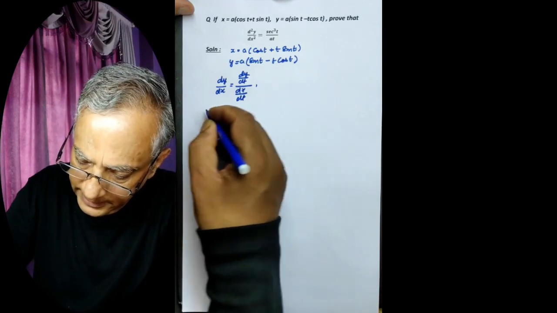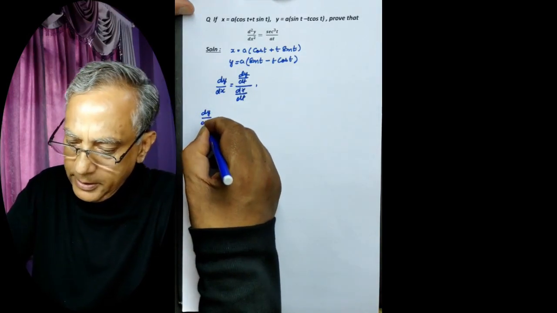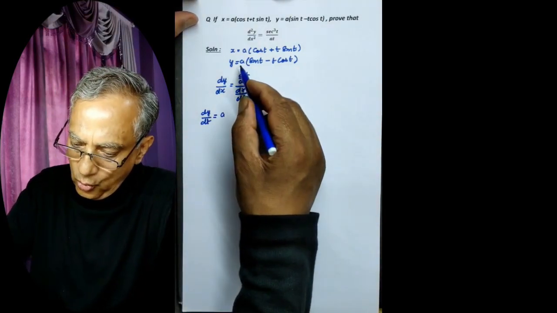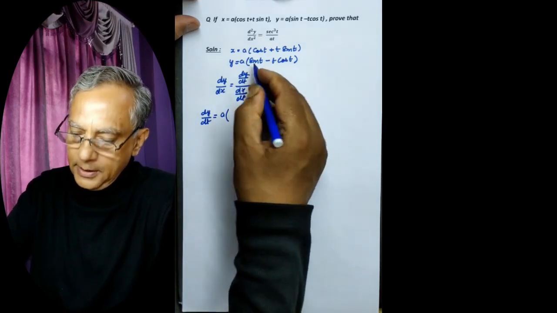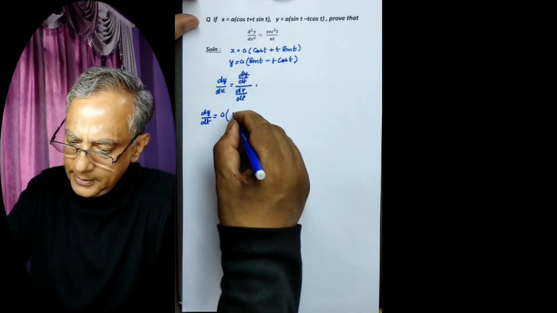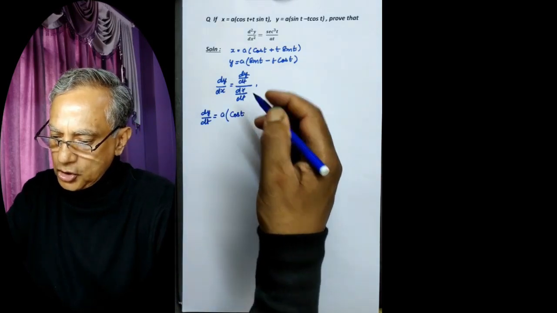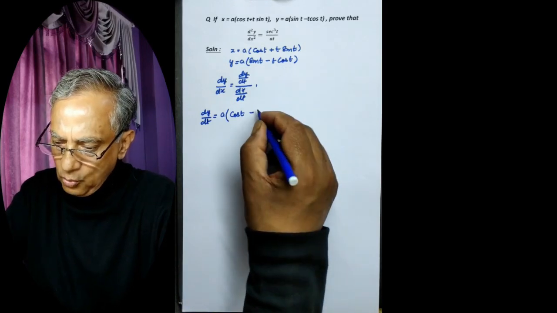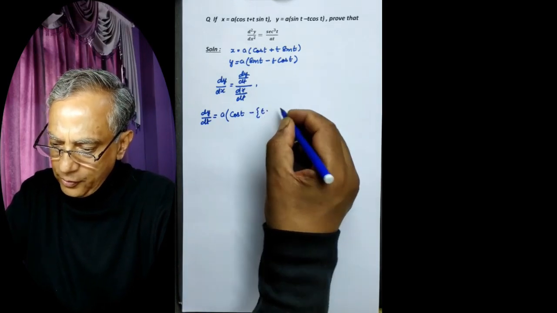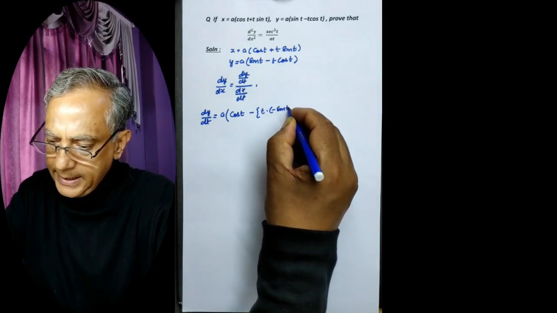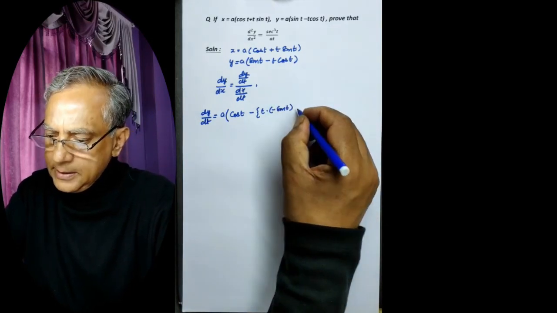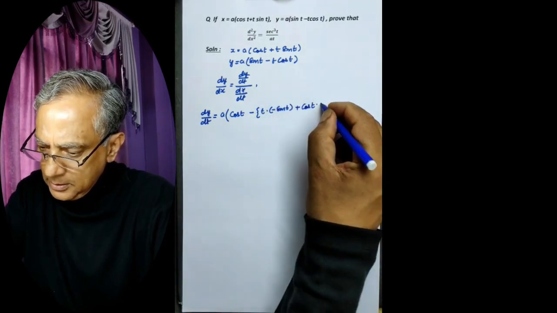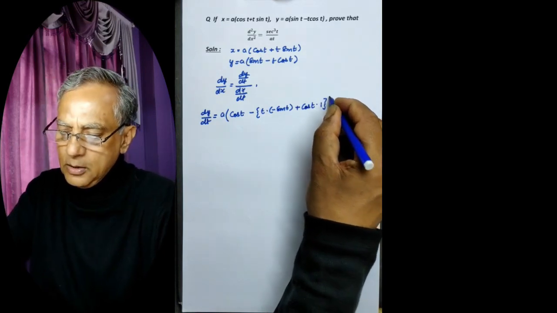So dy by dt will be equal to a into differentiation of this. Differentiation of sine is cos t. Minus, here we will use the product rule. So this will be first function into differentiation of second. Differentiation of cos t is minus sine t, plus second function, that is cos t, into differentiation of first, that is t. Differentiation of t with respect to t is 1.